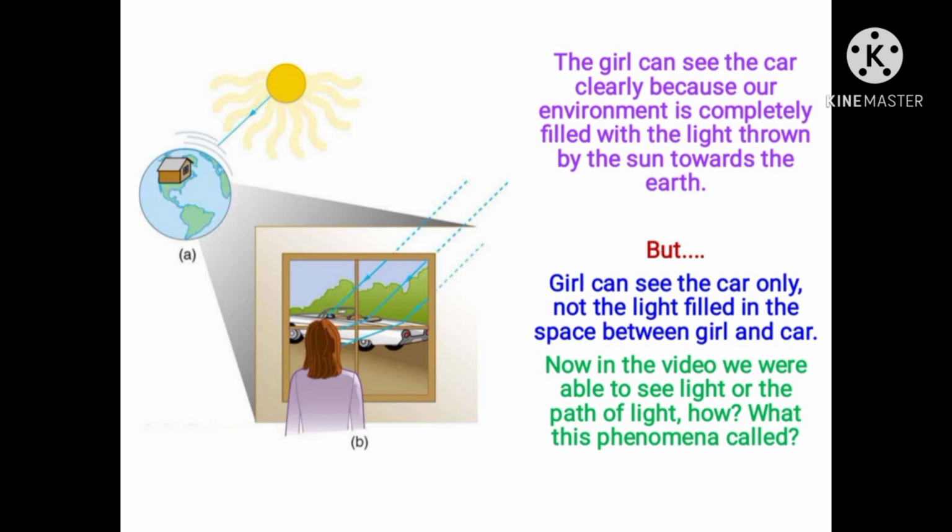As you all know, in daytime the sun is a sufficient source of light to see objects. Here the girl can see the car clearly because our environment is completely filled with the light thrown by the sun toward the earth. But the girl can see the car only, not the light filled in the space between the girl and the car. Now in the video we were able to see the light or the path of light.